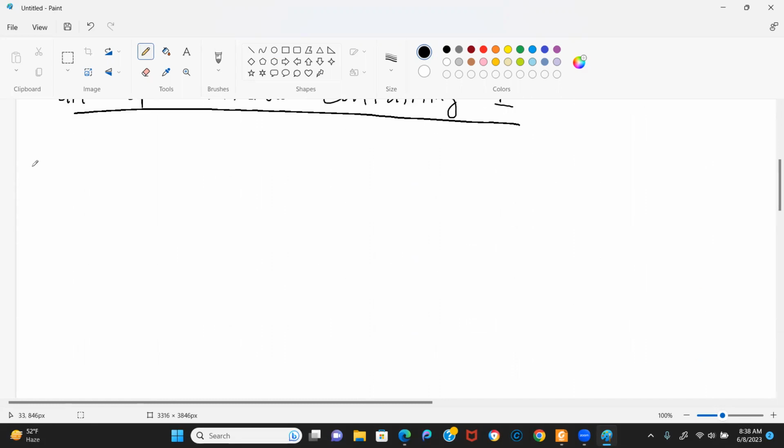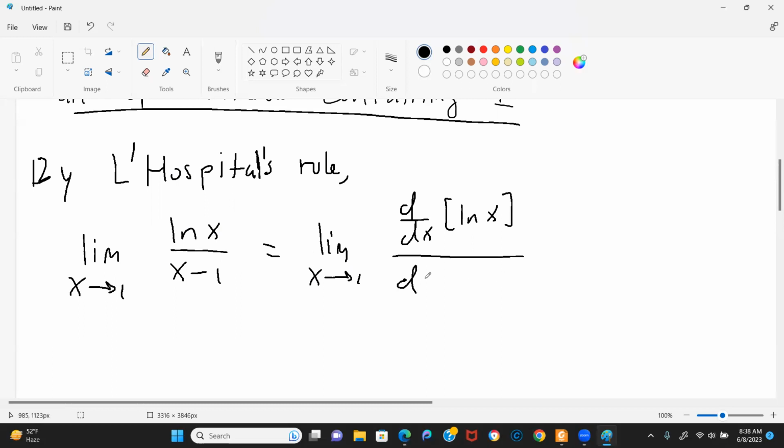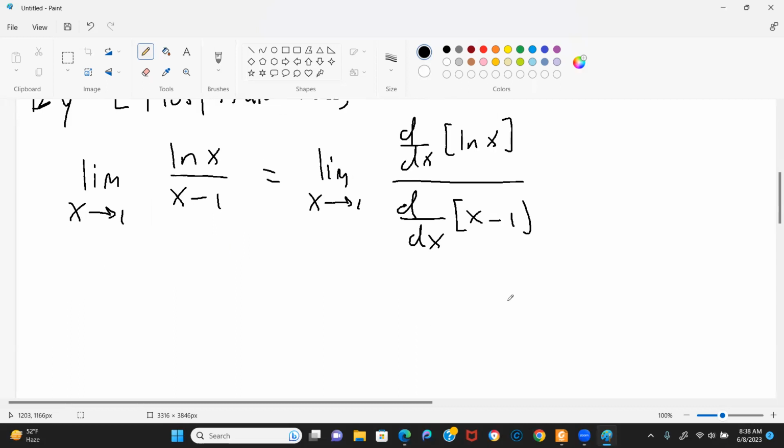All right, so now we can apply L'Hopital's rule. By L'Hopital's rule, we can say that the limit as x goes to 1 of ln of x over x minus 1 is going to be the limit as x goes to 1 of the derivative of the thing in the numerator and the denominator. So I take the derivatives separately. I'm not doing quotient rule. I'm differentiating each thing separately. So that's kind of a nice fact. I don't need to deal with quotient rule, even though we are taking the limit of a quotient.